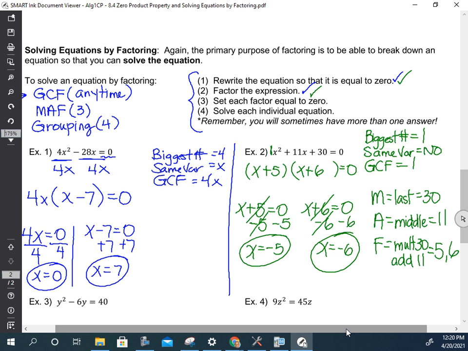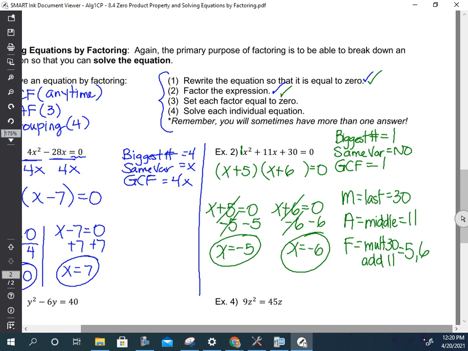Yes, go ahead, Mark. Tell me what part you're confused on. Let's see. Hold on a second. I'm going to type this in real quick. Tell me what part you are confused on. So we have a question about MAF.